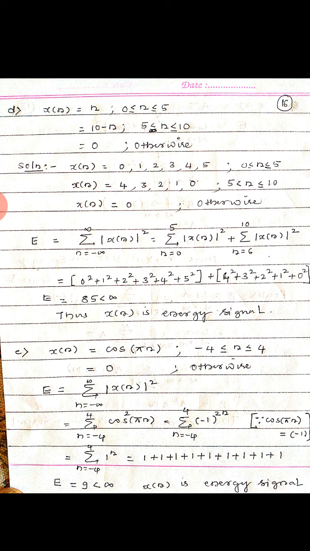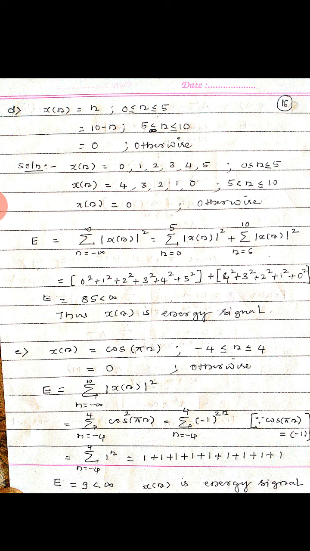And outside the interval, that is n less than 0 and greater than 10, x of n is equal to 0. Use these values to calculate the energy. So energy is equal to summation n is equal to 0 to 5 of x of n square plus n is equal to 6 to 10 of x of n square, and for n greater than 10, x of n is equal to 0. So take the square of each value and calculate the energy. We got energy is equal to 85, which is less than infinity. So we can say the given signal is an energy signal.